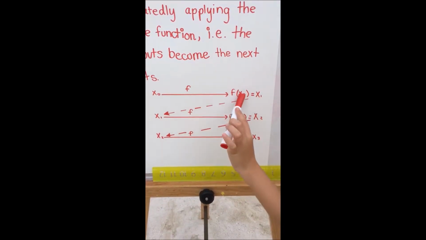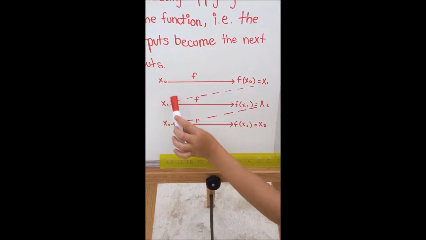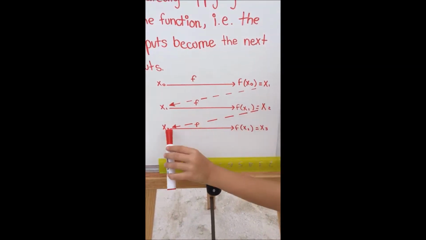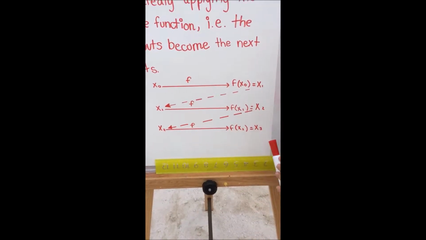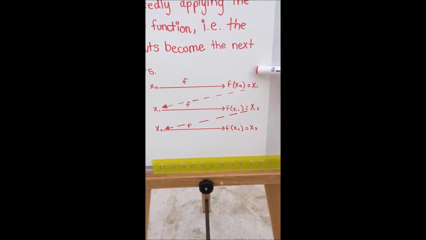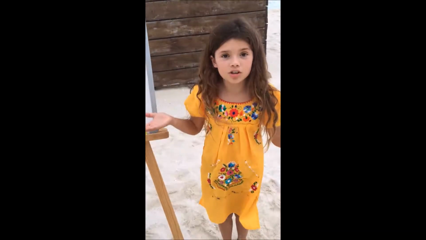We get our little output, and then this output right here becomes our next input, so we put that in. The machine does its work, we get our output. Then we put that back into our input. Then the machine does its work, output. Now, I'd like to say that the set of all outputs is called the orbit. Okay, now I'm going to show you an example of iteration.